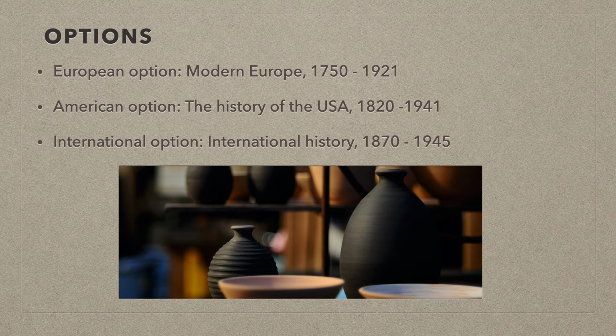In the CIE syllabus, there are three options for Paper 2. They are the European option, the American option, and the international option. Depending on the school, the students are taught the respective option. Regardless of whichever option, the students are only required to answer from one of the options.